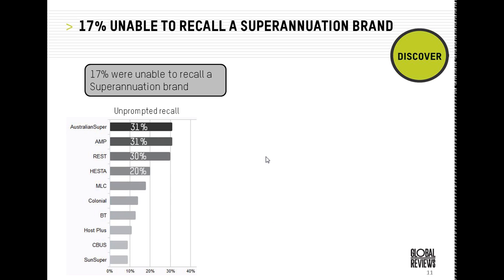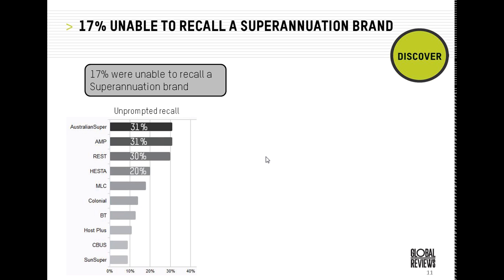So in this study, 17% of the participants were unable to recall a superannuation brand. Now you may have seen a stat that was going around in terms of this, around 23% unable to recall. That was from an earlier study. So we've seen that now more people are becoming more aware of superannuation brands, and it also suggests that it's becoming more important to know about this topic. If we look at the brands that they mostly recalled, Australian Super and AMP were the top ones at both 31%, followed by Rest and Hester at 30 and 20%.